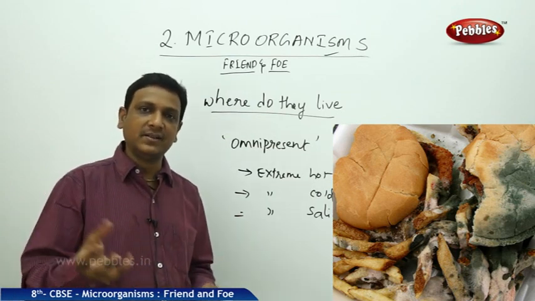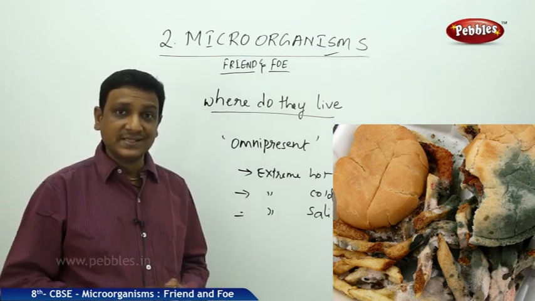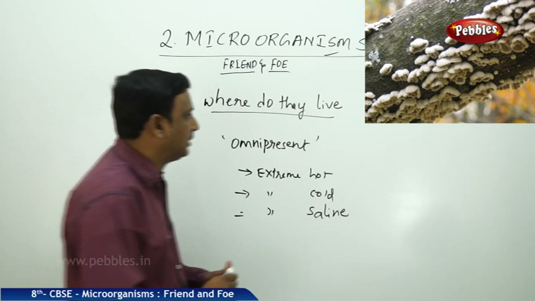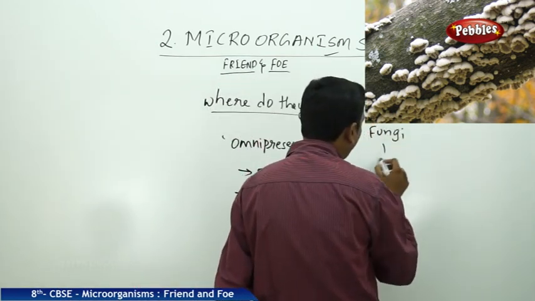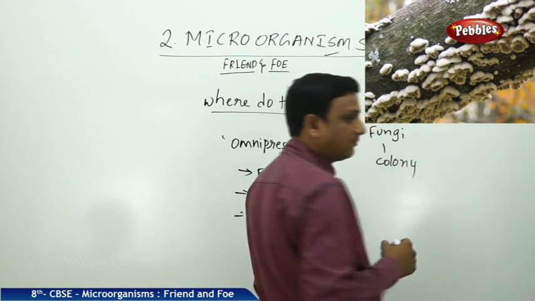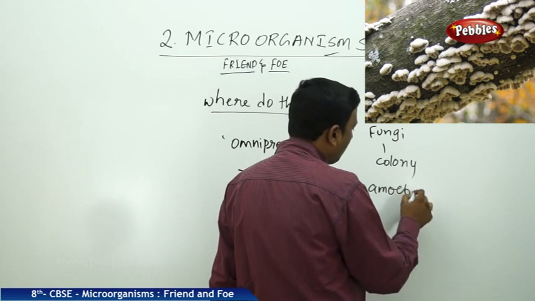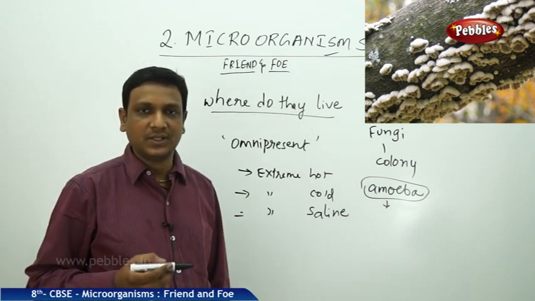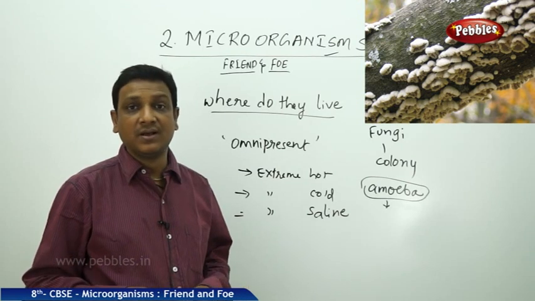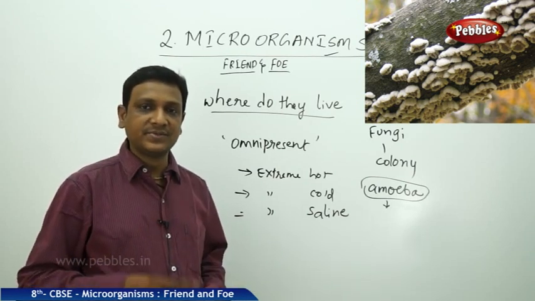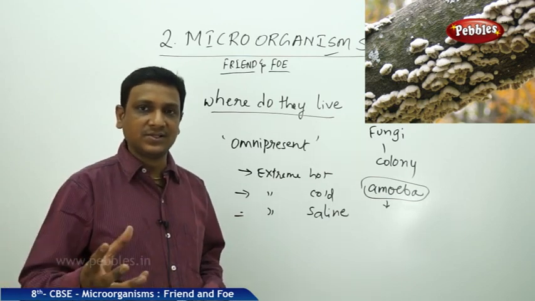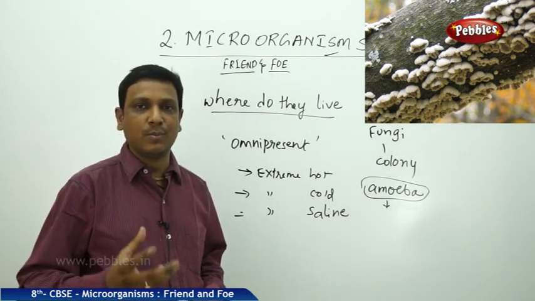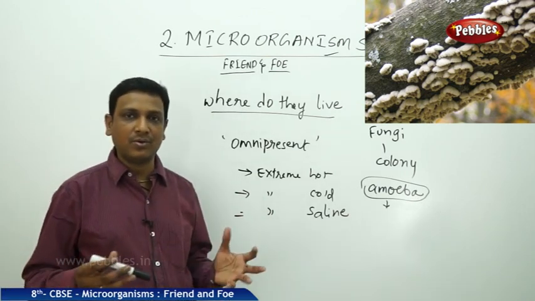Certain microorganisms live with other organisms. They cannot live individually. Certain microorganisms can live individually. Again, some organisms live in colonies. For example, fungi live in colonies, like a yeast colony. Amoeba is an individual organism. It doesn't live in a colony. It lives individually, separately in the water. So microorganisms live individually or in groups as colonies. Certain microorganisms can live in the environment. Certain microorganisms live only in other organisms, either on plants or on animals, including human beings. So these are the places where microorganisms can live.